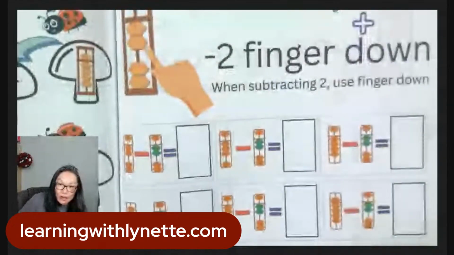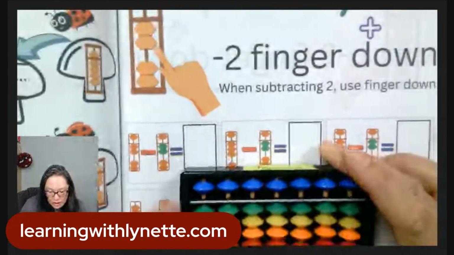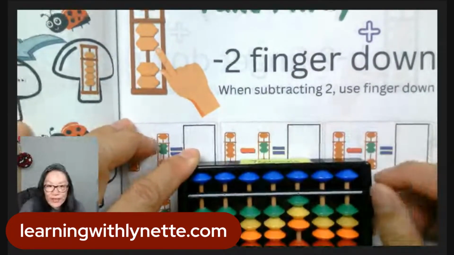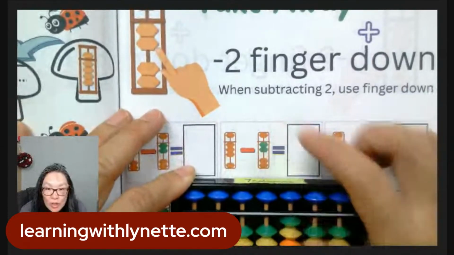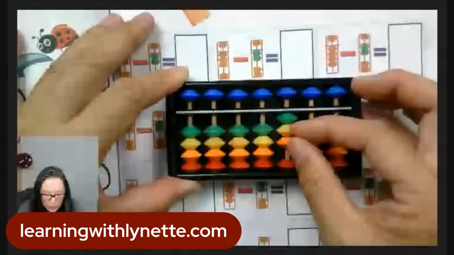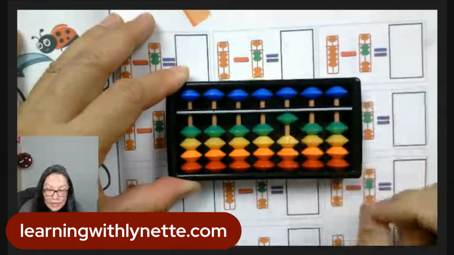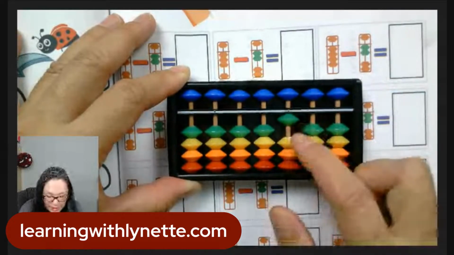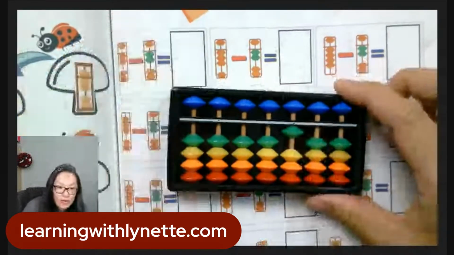So here we have 3 minus the 2. My question starts with 3, and I want to subtract the 2. When I subtract the 2, I'm taking it away from the horizontal bar. That's what I'm doing. I'm minusing. I'm subtracting 2. So my final answer is 1.